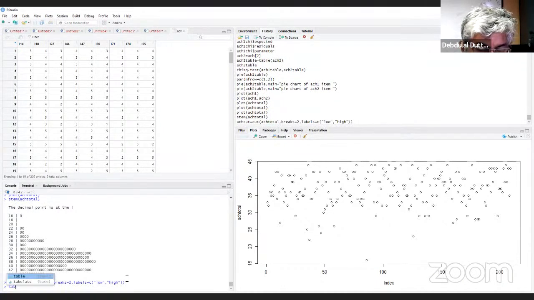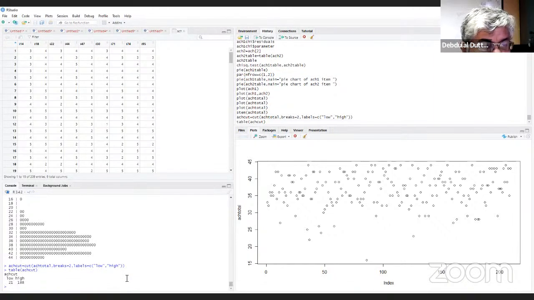So if I write it down, we find that in our respondents, the majority of people are high achievers and a few are low achievers. I think this is clear to all of you.